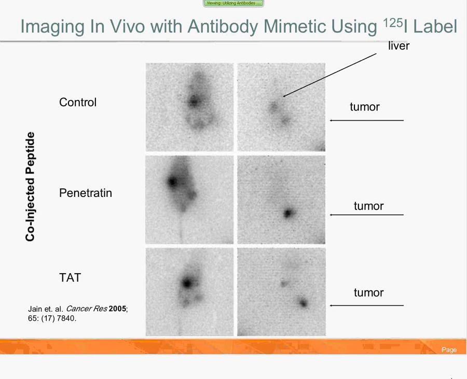So now I've talked a little bit about radiolabeling antibodies and antibody mimetics. Let's switch to fluorescence imaging. So one can utilize near-infrared fluorescence to track potential antibody imaging biomarkers and therapeutic antibodies in vivo.